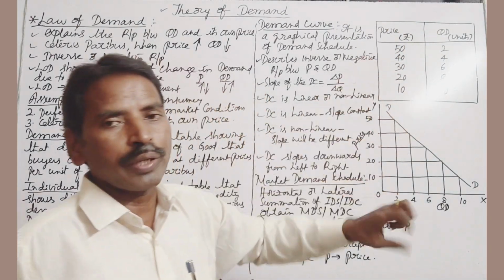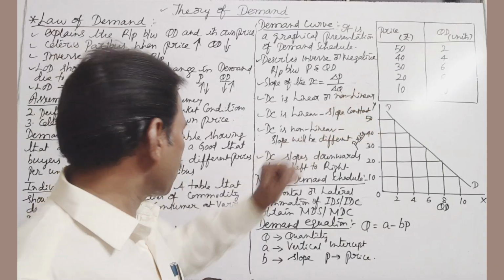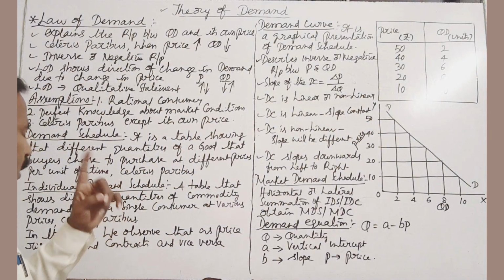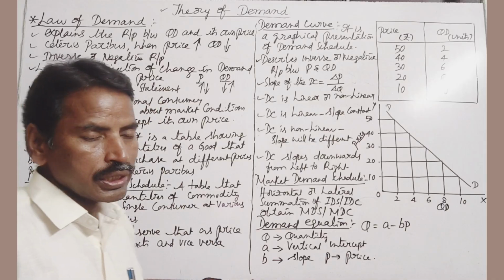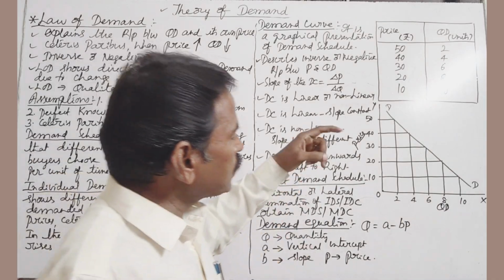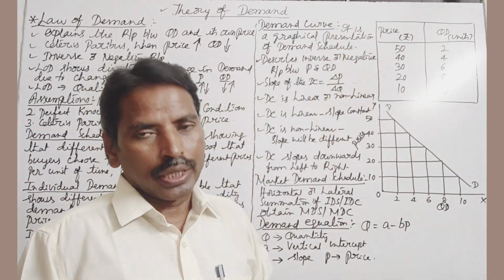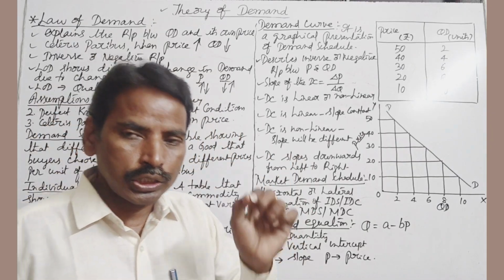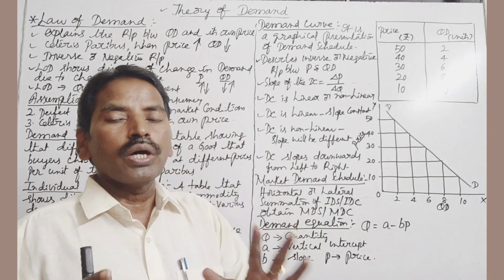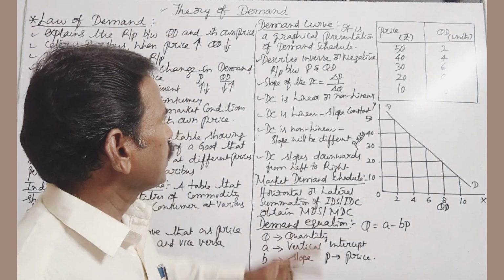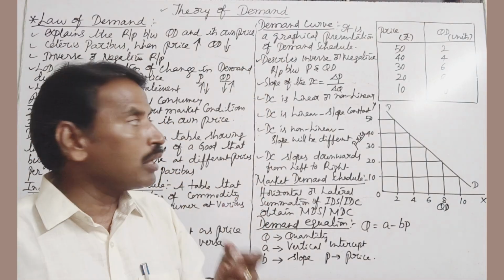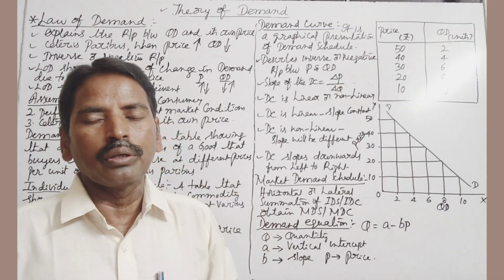Quantity demand expands. If you observe the table, as price rises, demand contracts and vice versa. It shows that there is an inverse or negative relationship between price and quantity demanded. Next, demand curve. It is a graphical presentation of demand schedule.